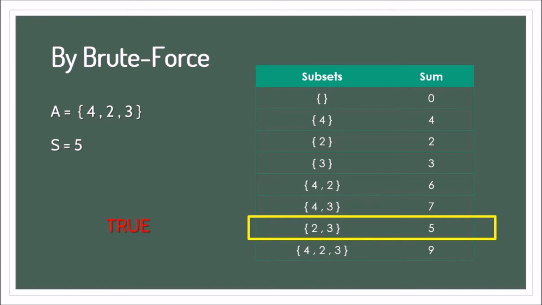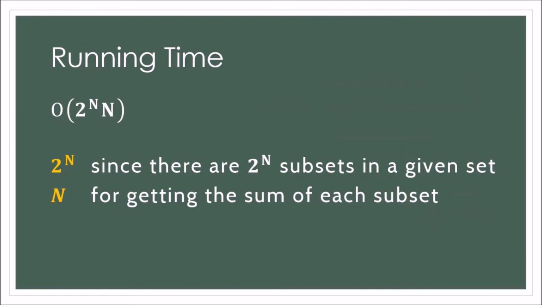Its running time is big O of 2 raised to n times n. 2 raised to n since there are 2 raised to n subsets of a given set, and n for getting the sum of each subset. It is very inefficient since it runs in exponential time.